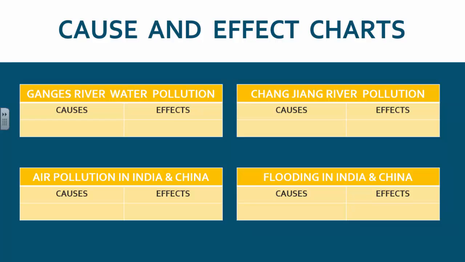Another way to help students organize their thoughts and information on the causes and effects of the pollution in Asia are some basic charts. These charts can help students organize the information that they find either on their own through research or information that you provide for them.